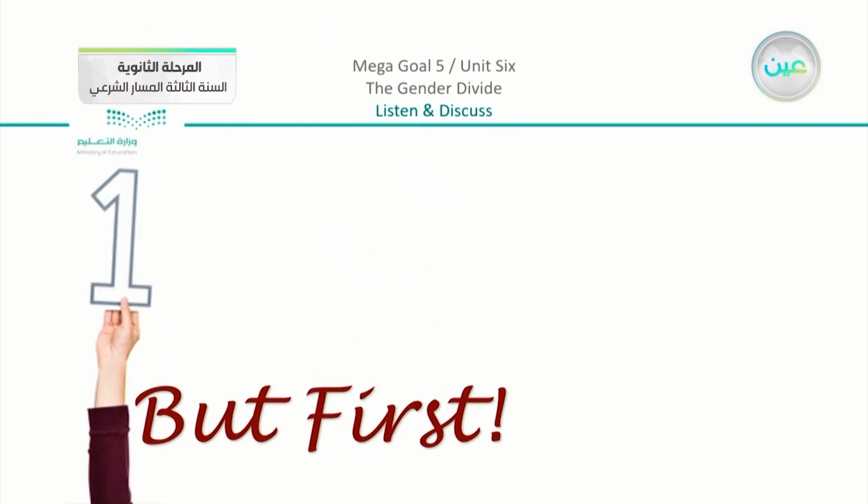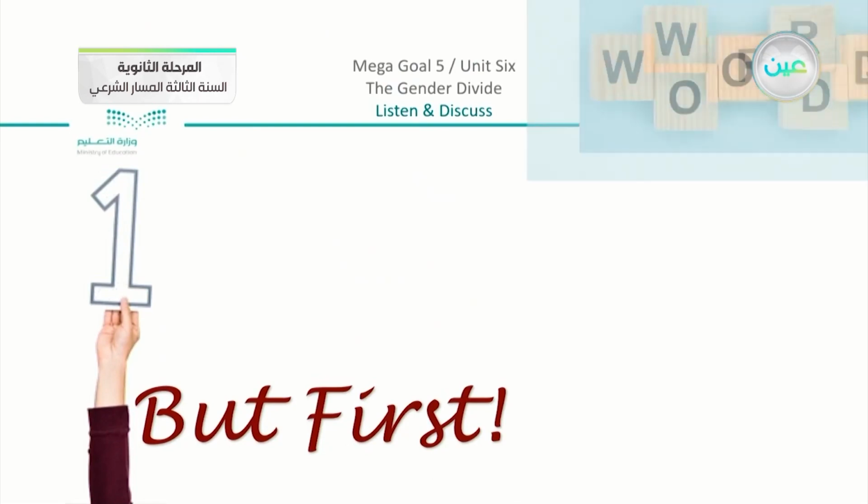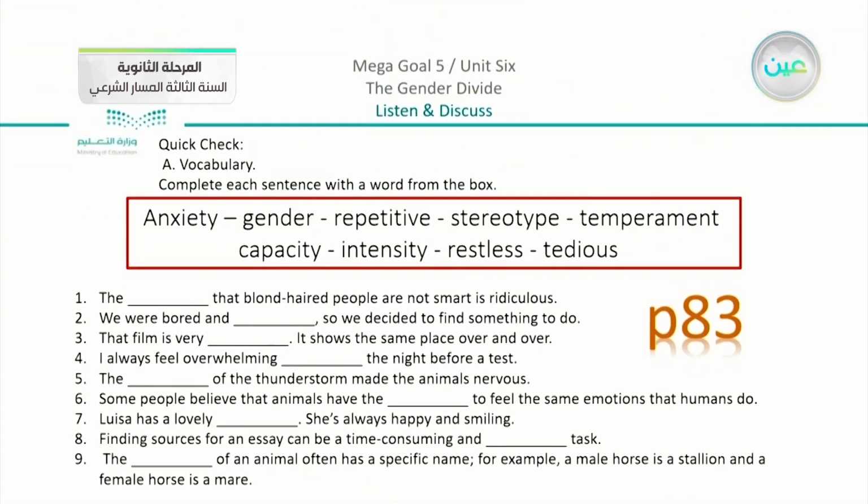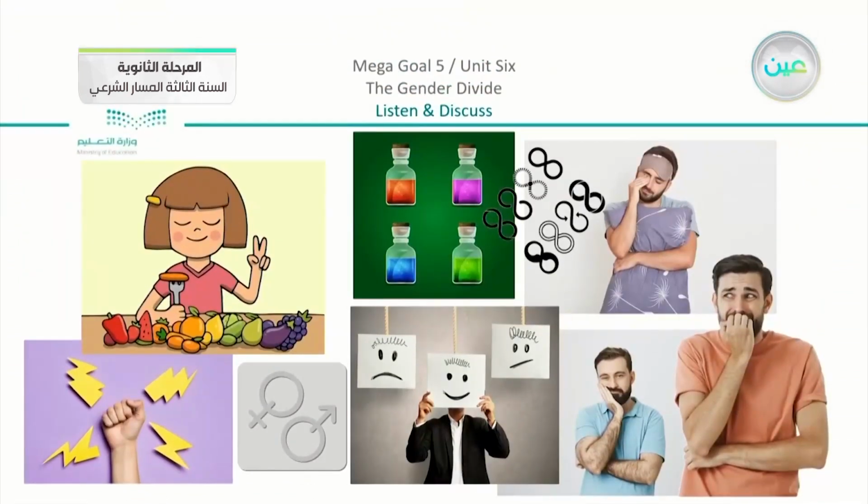Now first, before we start with the discussion that we have in the book, we are going to pass by the words that we have here. I'm going to show you the exercise in the book, page number 83. You can see that we have the words: anxiety, gender, repetitive, stereotype, temperament, capacity, intensity, restless, and tedious.